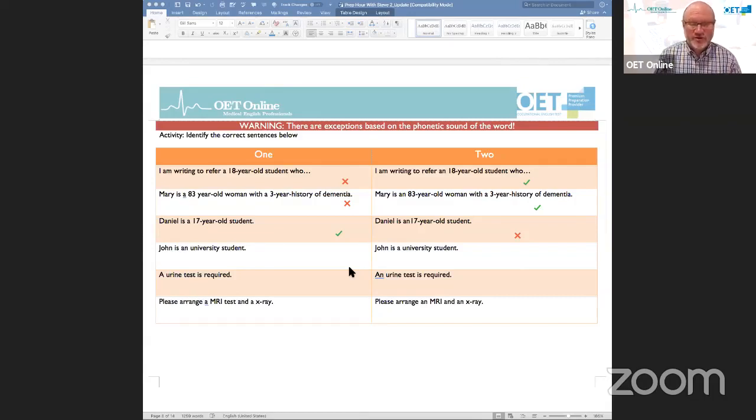This will be tricky. John is an university student, or John is a university student. So we're starting with a vowel. University, right? So vowels say we use an. Consonants say we use a. But what about this case? A few people are saying 1. 1 is correct? No, 1 here is wrong. And the actual correct answer is a university student. Number 2.